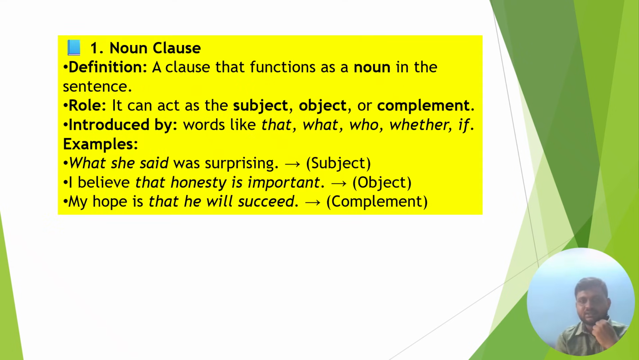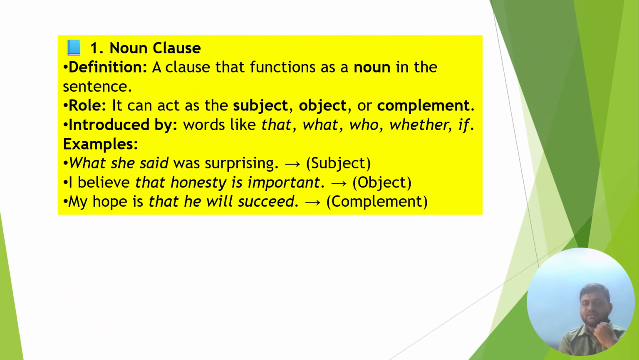Now we move to noun clause. A noun clause functions as a noun in the sentence. For example, it can act as a subject of a sentence or an object and even as a complement. Complement means something which adds value to the sentence. Usually noun clauses are introduced by words like that, what, who, whether, if. For example, what she said was surprising. Here we can see the focus is on she and the clause is introduced by what. So it is an example of a noun clause.